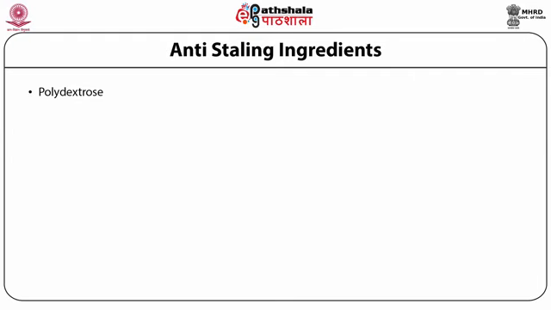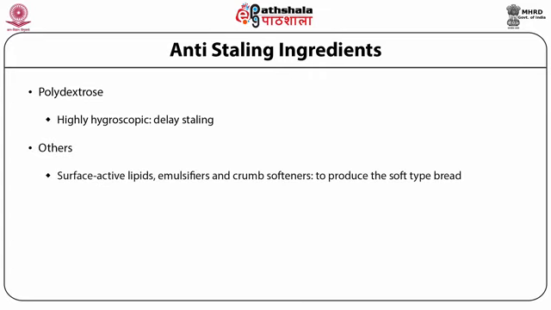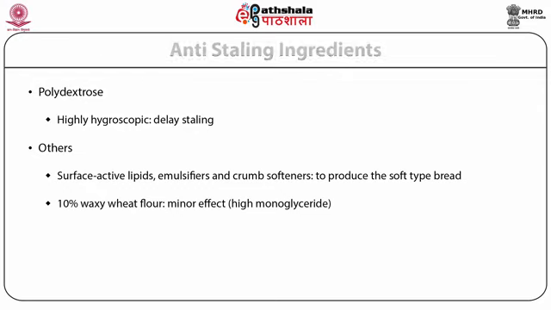Even polydextrose can be used as an anti-staling ingredient because it is highly hygroscopic and it also delays staling in the same manner. Others are surface active lipids, emulsifiers, and crumb softeners, which will produce soft type breads. Then you can use 10% waxy wheat flour, but it gives a very minor effect because it contains a higher monoglyceride effect. So the softening effect is increased, but the effect observed is very minor.